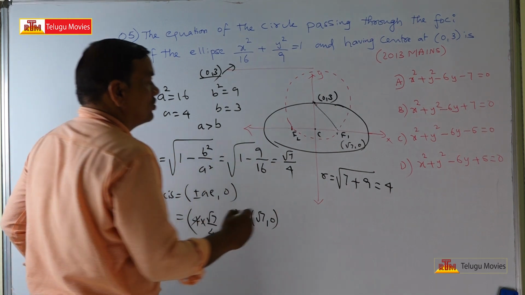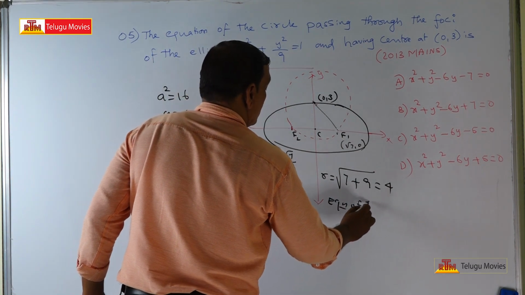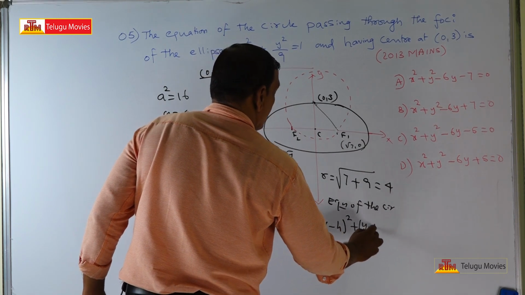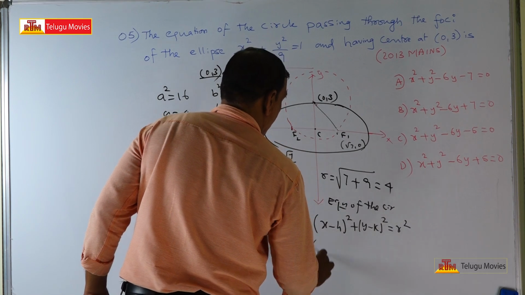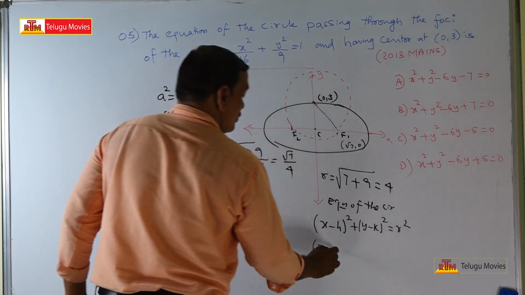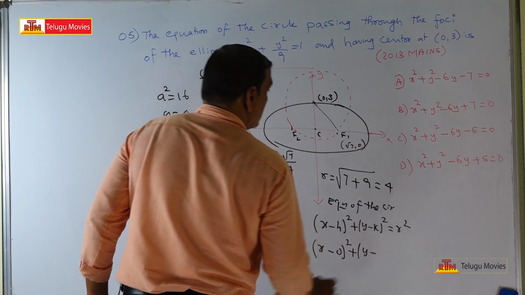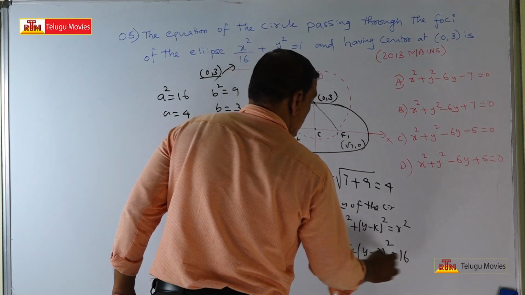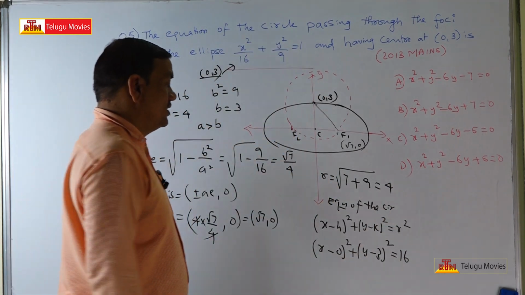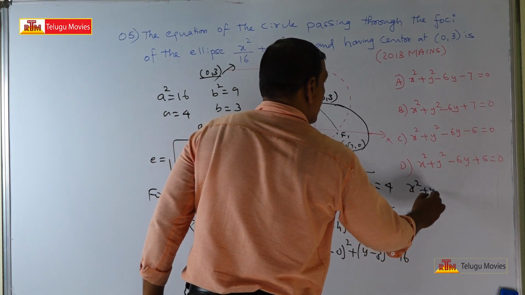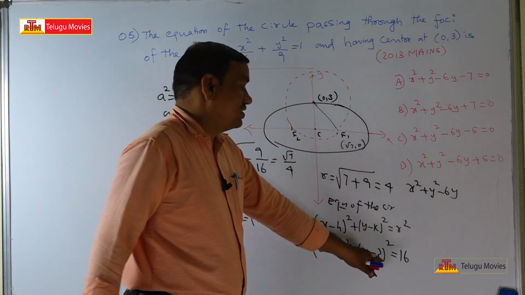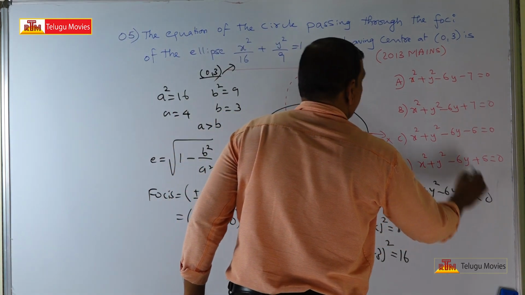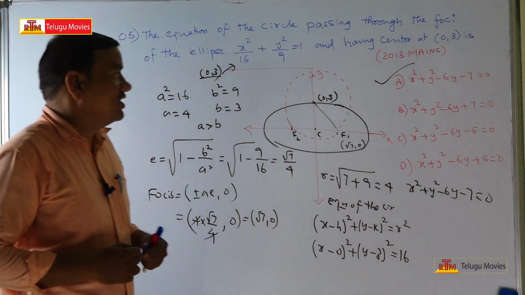Now find the equation of the circle. So what is the equation of the circle formula? (x minus h) whole square plus (y minus k) whole square is equal to r square. That is x minus h means 0 whole square, y minus k means 3 whole square, r square means 4 square, 16. So if you simplify this, you will get x square plus y square minus 6y plus 9 minus 16, that is 9 minus 16 minus 7 is equal to 0. Therefore, option A is the right answer.